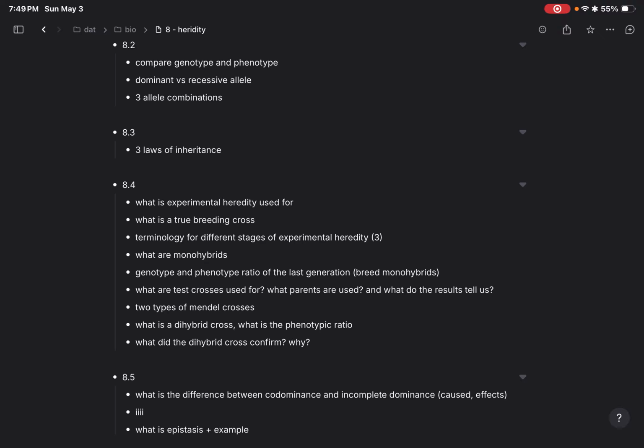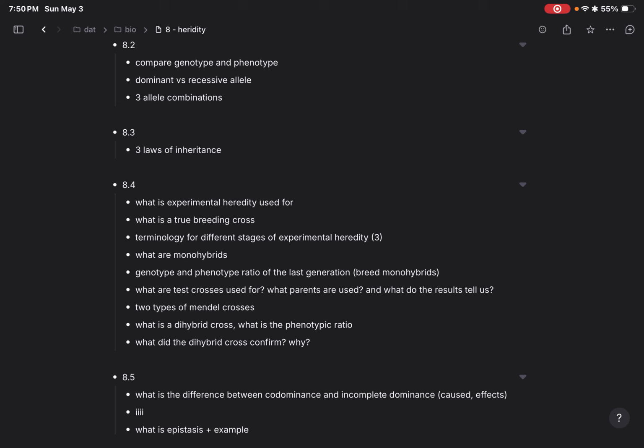What are test crosses used for? What parents are used? You're going to use that unknown and combine it with a homozygous recessive, because you'll know it's a homozygous recessive since it will have that recessive trait. And then with that, you can determine what the other parent is. So it's just used to determine the genotype of an unknown. It's kind of experimental, it just makes sense.